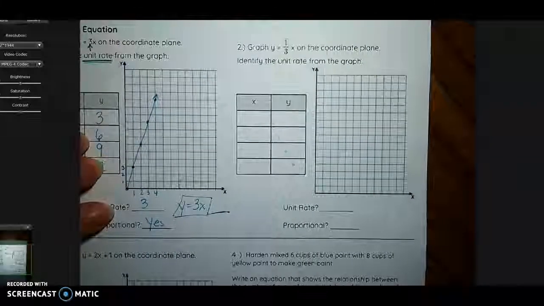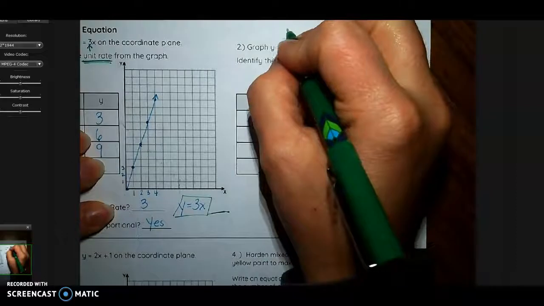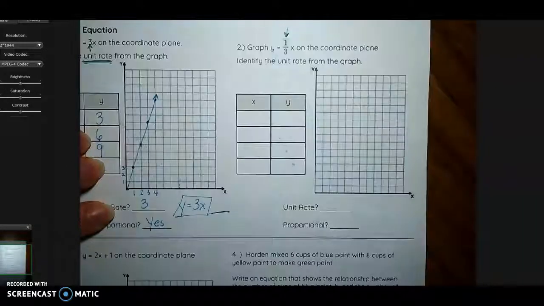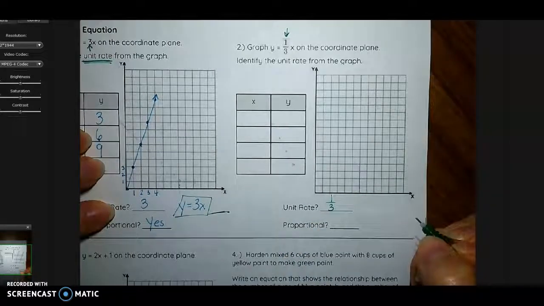And my next one over here, it says y equals 1/3 x on the coordinate plane. Identify the unit rate from the graph. Well, I don't even have to go to the graph. Once again, I can look right there in my equation. So my unit rate is 1/3.